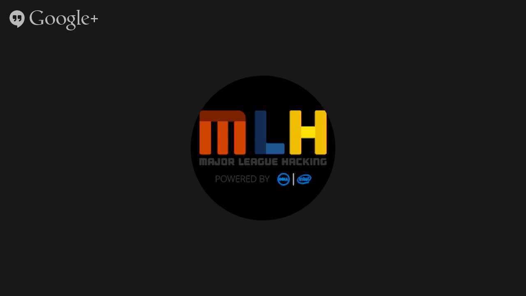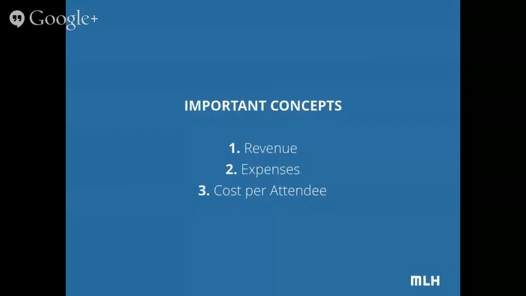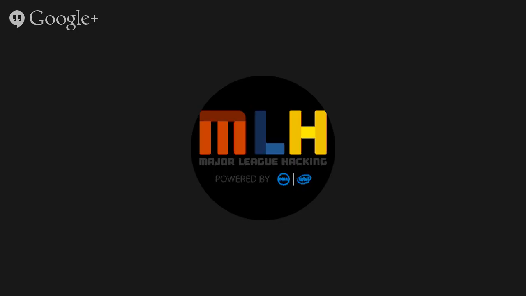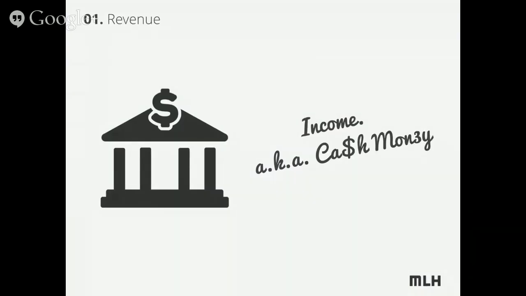Revenue, expenses, and then cost per attendee. So revenue, very simply put, is income, or AKA cash money. This is generally sponsorship for hackathons, but I have known some hackathons that have revenue. The event, though, counts as revenue.